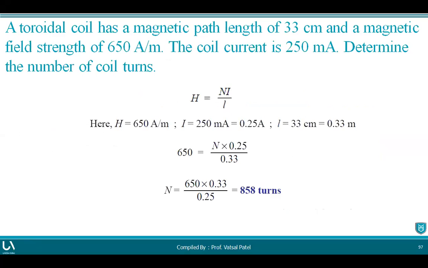In the last session we discussed this example of the toroidal coil, if you remember. In this example, we identified the number of turns. By the use of the current and the magnetizing force, we identified the value of the number of turns. Are you getting it?